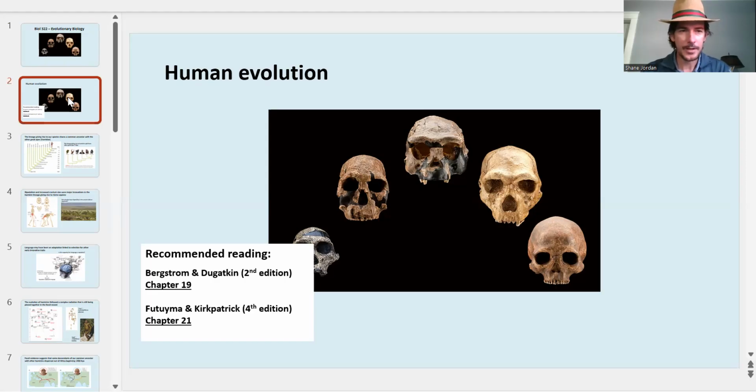So there are some recommended readings associated with this topic. In Bergstrom and Dugatkin's second edition, this is covered in chapter 19. And in Futuyma and Kirkpatrick's fourth edition, this is covered in chapter 21. So take a chance to read those items if you can. That will help you gain a better sense of what this is all about.